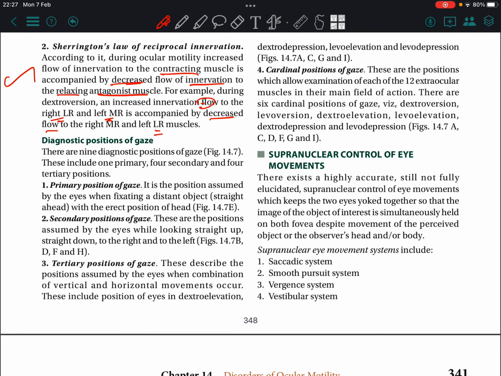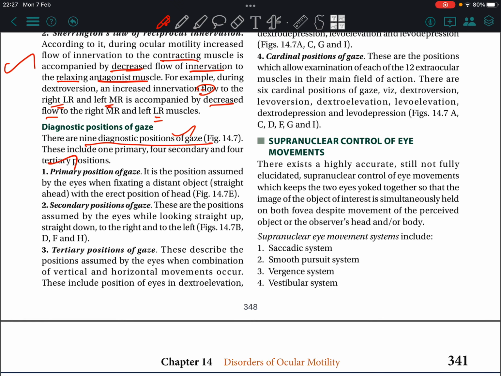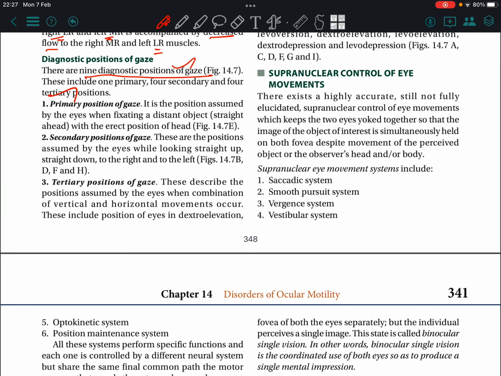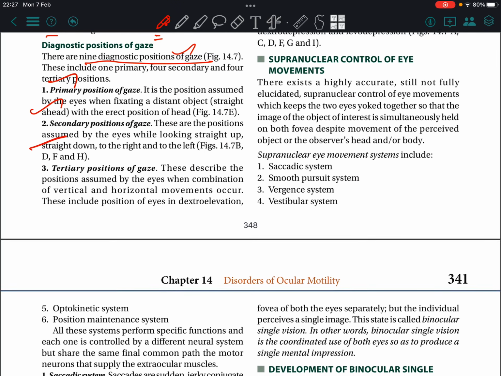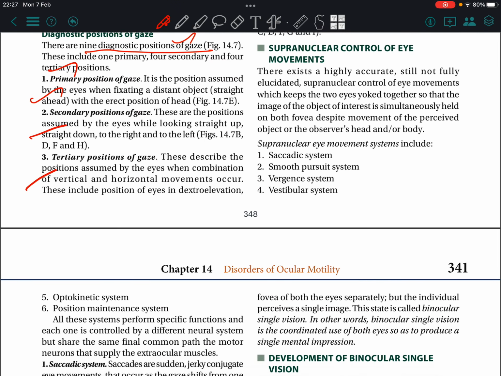Diagnostic positions of gaze. There are 9 diagnostic positions of gaze. These include 1 primary, 4 secondary, and 4 tertiary positions. Primary position of gaze is the position assumed by the eyes when fixating a distant object with erect position of the head. Secondary positions are positions assumed by the eyes while looking straight up, straight down, and to either side. Tertiary positions describe the positions assumed by the eyes when a combination of vertical and horizontal movements occur.